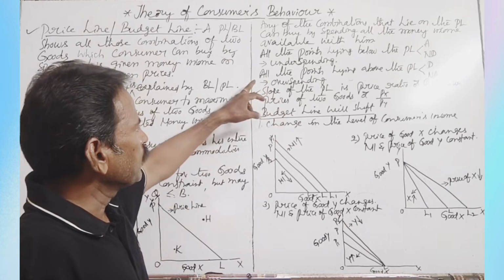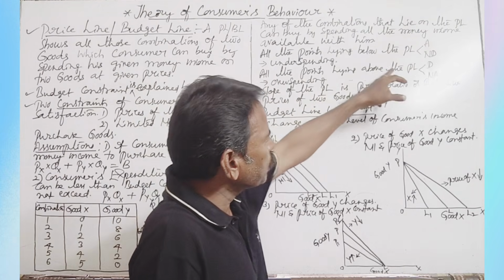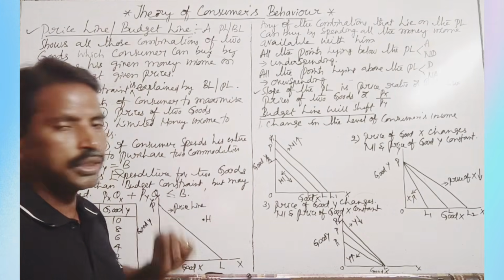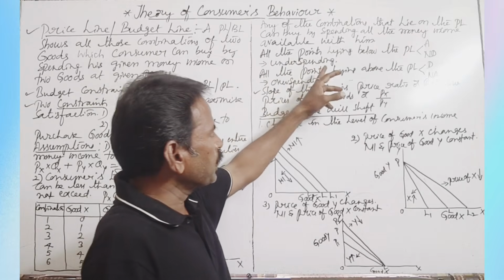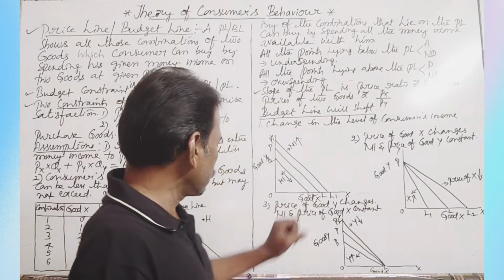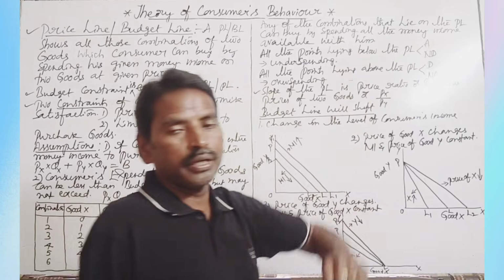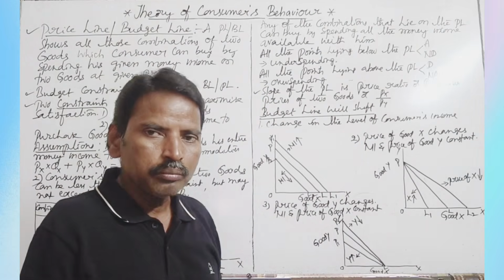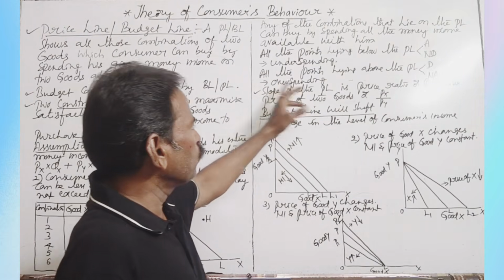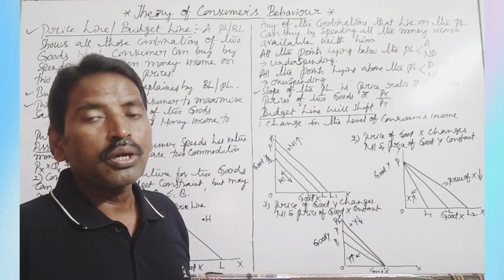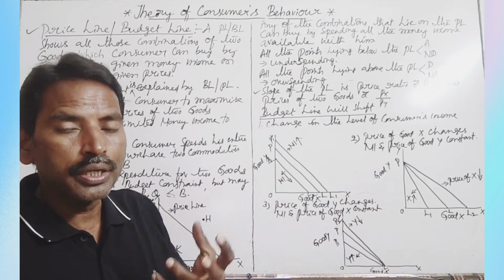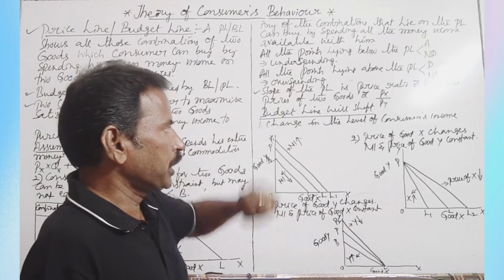On the other side, all the points lying above the price line, that is called H. That means desirable but not attainable. Desirable but not attainable, this is called overspending. Shortage of money income, or overspending.